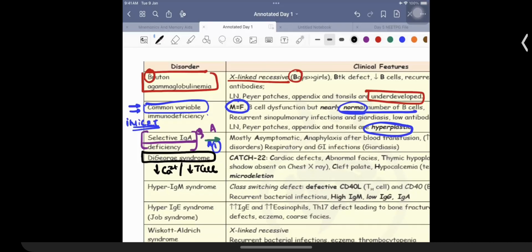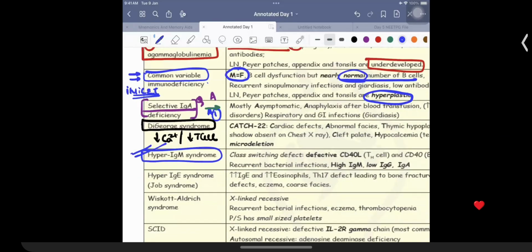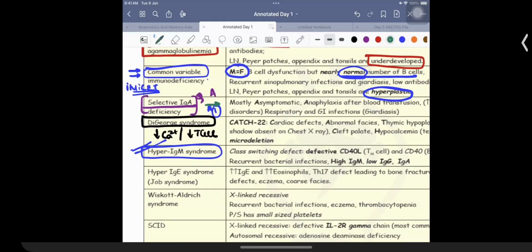Right? Whenever I'm talking about hyper IgM syndrome, you are a champion in this now. CD40 problem, CD40L problem. IgM is very high. IgG, IgA, IgE is very less. Job syndrome, that is typically given in the tests. This is hyper IgE syndrome.